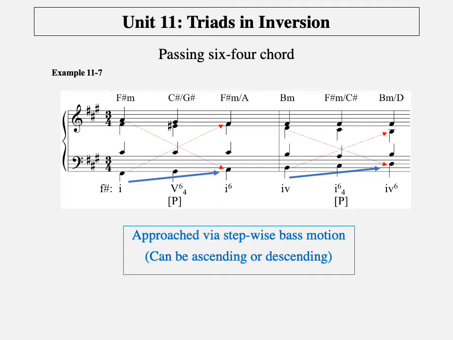The passing 6/4 chord also appears frequently in classical music styles. In this progression, the bass note of the passing 6/4 chord is approached and left by step in the same direction, like a passing tone is. A passing 6/4 chord often connects a chord in root position to that same chord in first inversion or vice versa. So the stepwise bass line can either go up by step or down by step. And we can see and hear this in example 11-7.